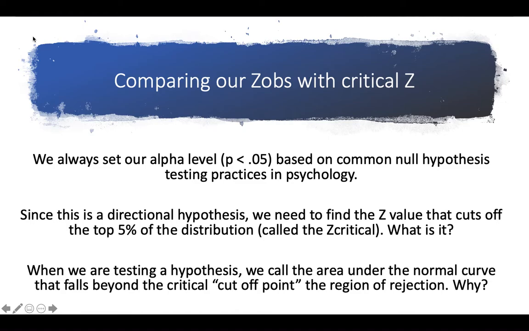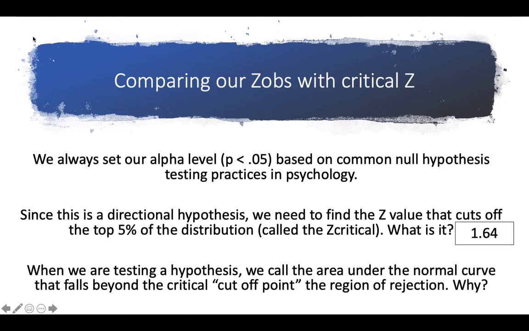Now, since this is a directional hypothesis in the positive direction, we need to find the z-value that cuts off the top 5% of the distribution, which we'll call our z-critical value. So go to the back of your book, and in the left-hand column, I want you to find the value 1.64. If you follow that value over to the far right-hand column, you should see a probability value of p equals 0.05. So this is our z-critical value for this test.